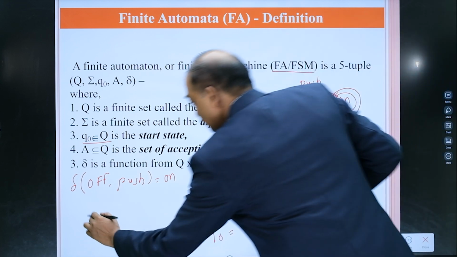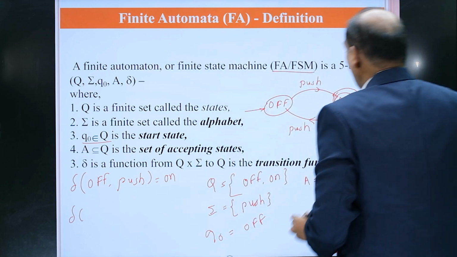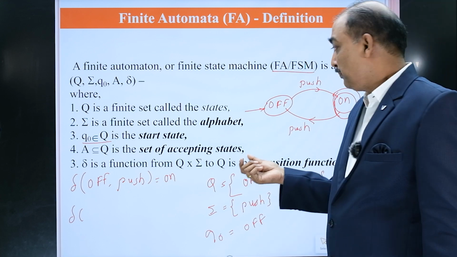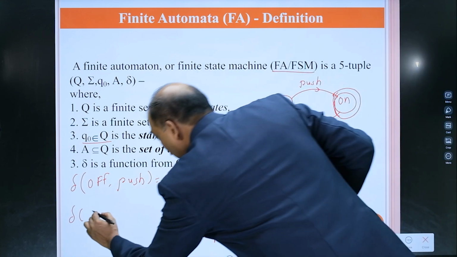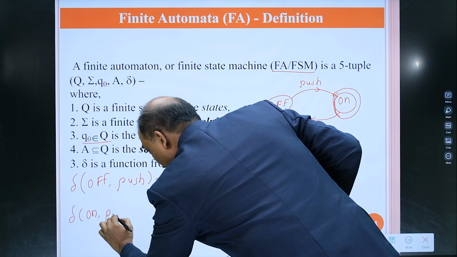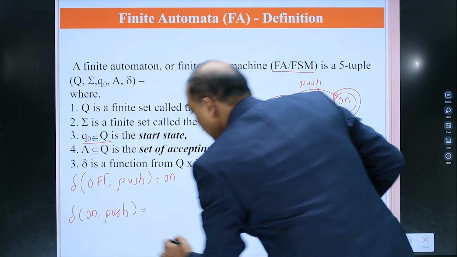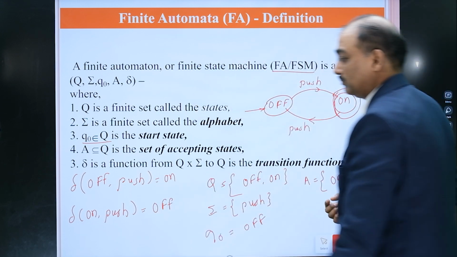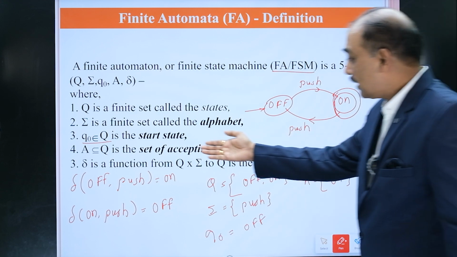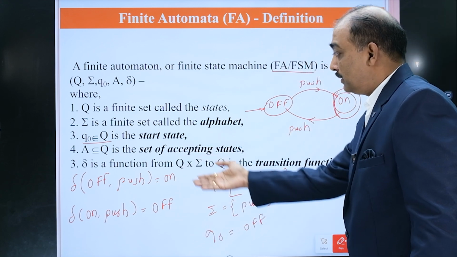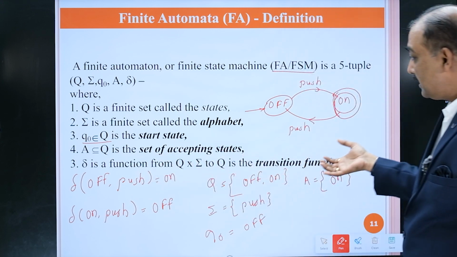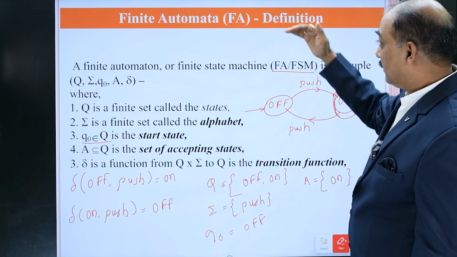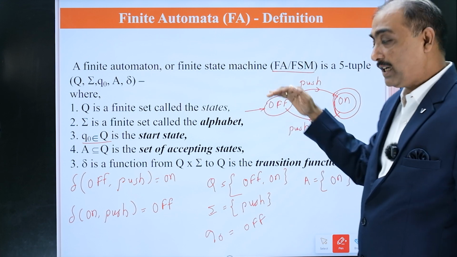Let's write down another transition. If I write on, now let's say on is the present state. It is also called the present state or current state. Now, on state, if I apply push, I will transit into the off state. Okay, so these are the transitions, and this is defined with the help of a transition function, that is delta. So these are the 5 tuples we need to define when we construct a finite automata or finite state machine.